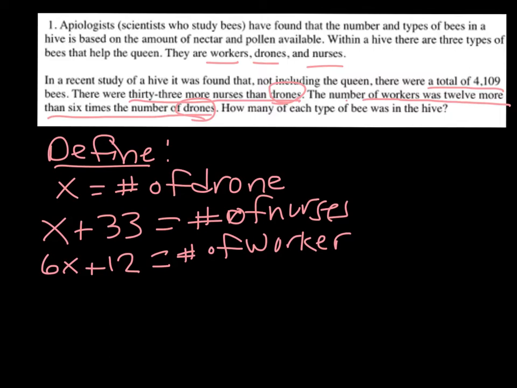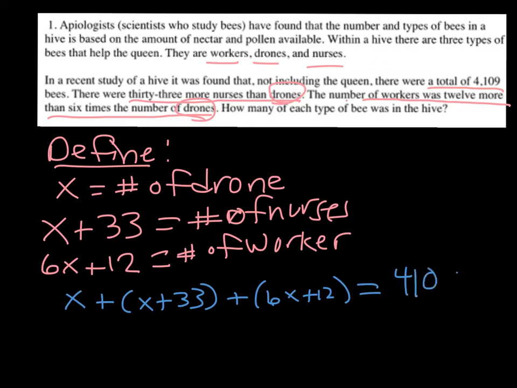Alright, so now I need an equation, and it tells us that there was a total of 4,109 bees. What I'm going to do is add the workers, plus the nurses, plus the drones. So I'm going to say the drones plus, here's the nurses, x plus 33, I'm just going to put them in parentheses to separate them, plus, here's the workers, 6x plus 12, all that must equal 4,109 bees.